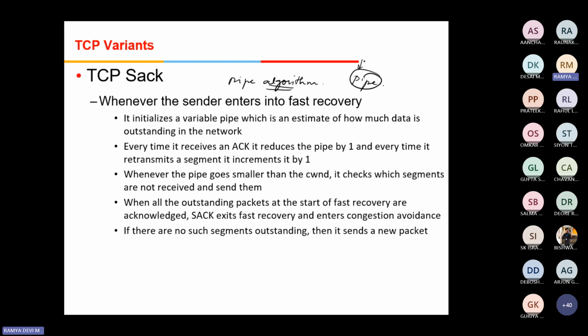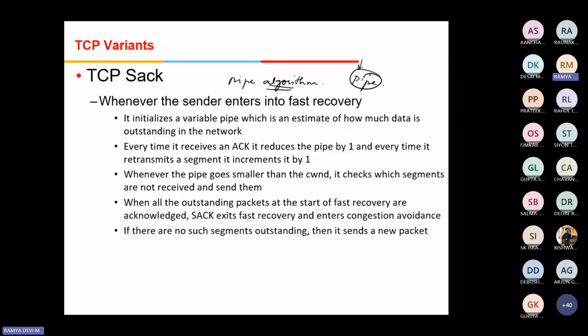Every time the sender receives an acknowledgement, this value will be either decreased or increased, indicating how many packets are still outstanding. Every time the sender retransmits a lost segment, the pipe will be incremented by one. So it assumes there is no more outstanding segment in transit. The sender will be using the pipe to decide when to send more data.